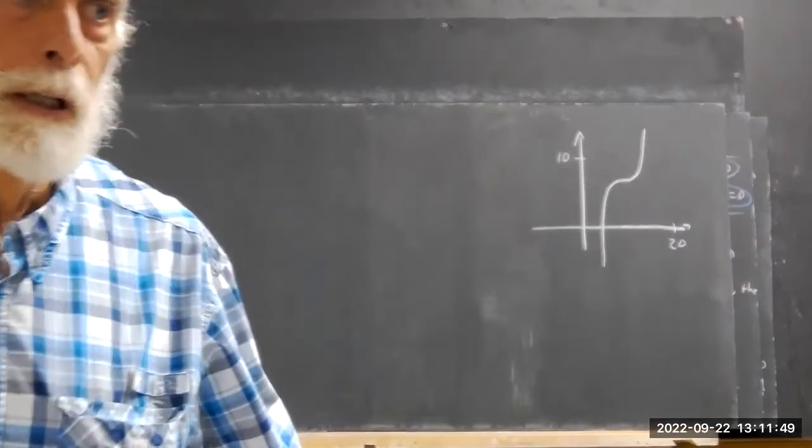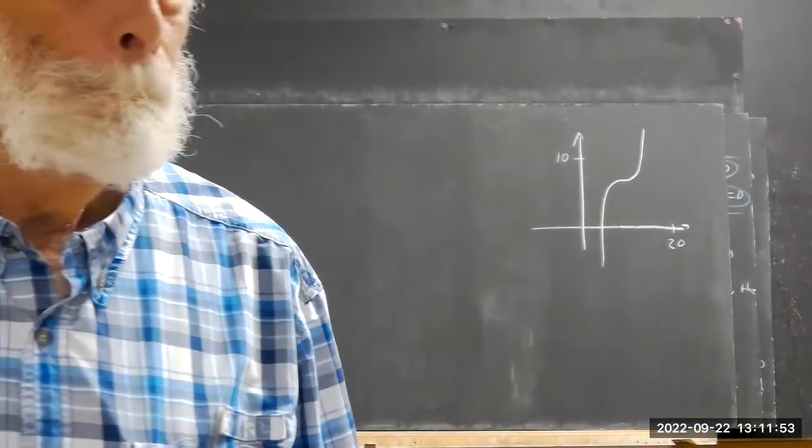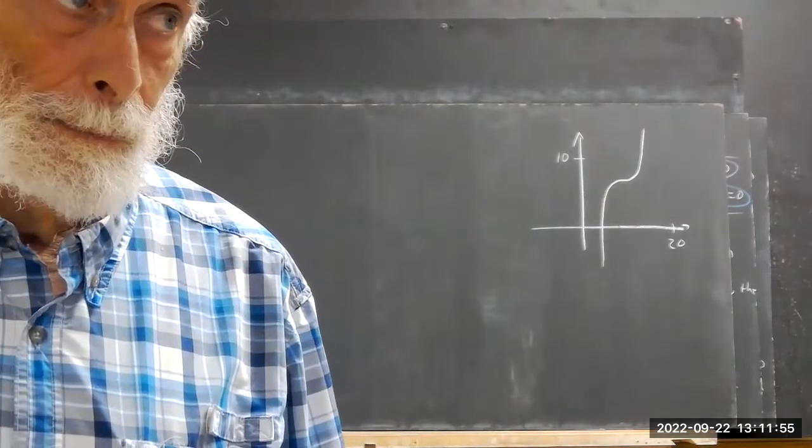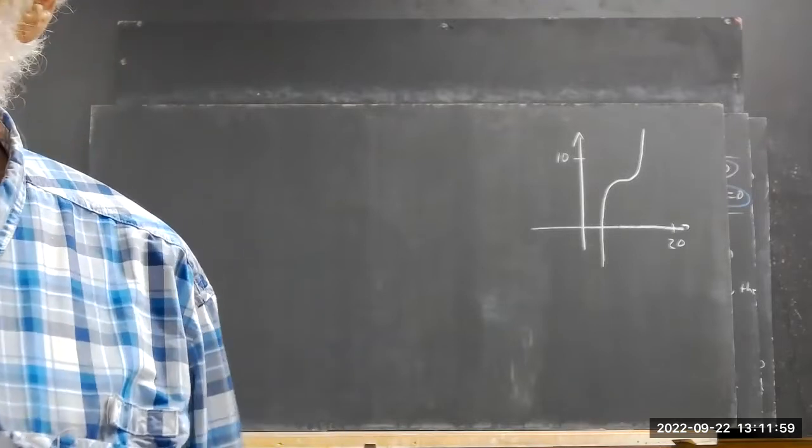So if the graphs look like this, what point on this graph corresponds to x equals 0? On a basic function. What basic function does that look like?